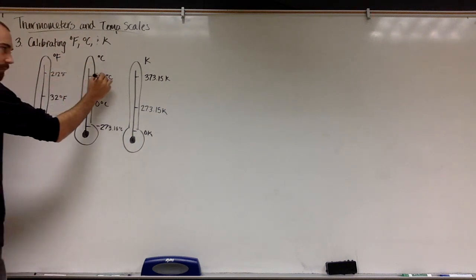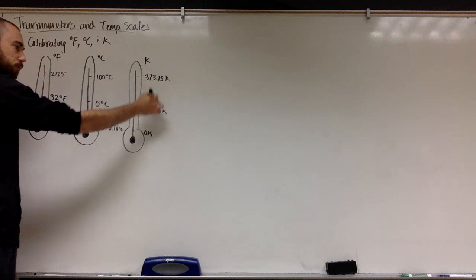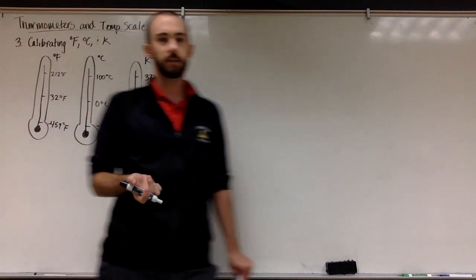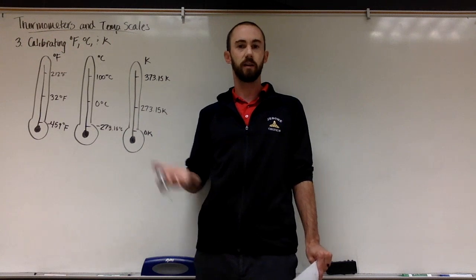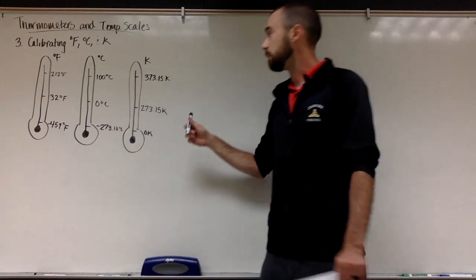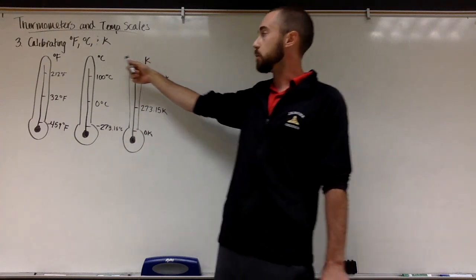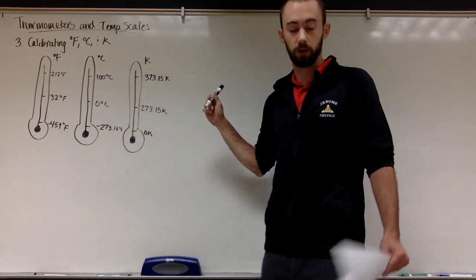You guys should notice that the difference between here and here is 100, the difference between here and here is 100. That's intentional, and what it means is that a change in 5 degrees Celsius is the same as a change in 5 Kelvin. It makes these units very useful. It means anytime you do an initial temperature minus final temperature, you can use Celsius or Kelvin, but they both work out.